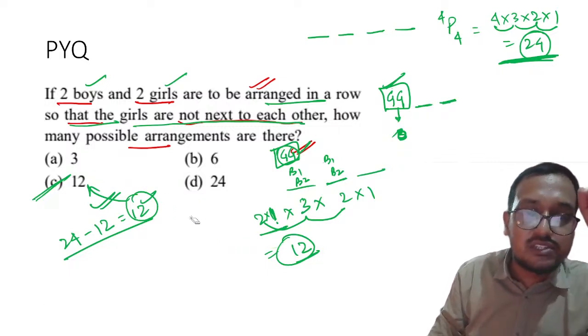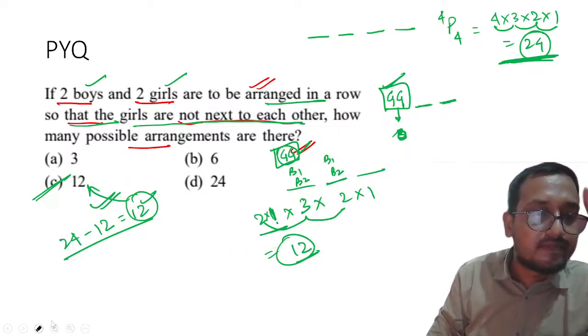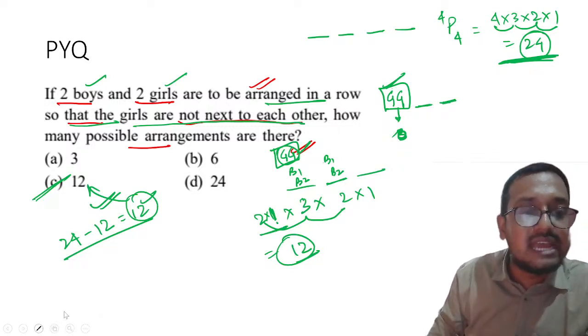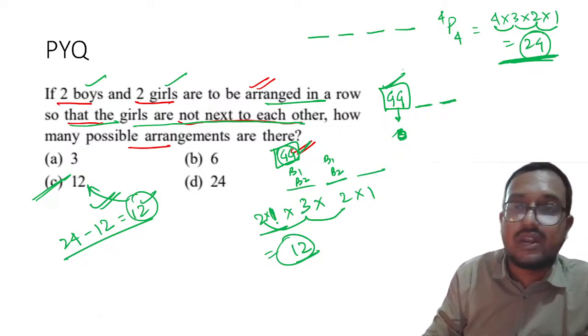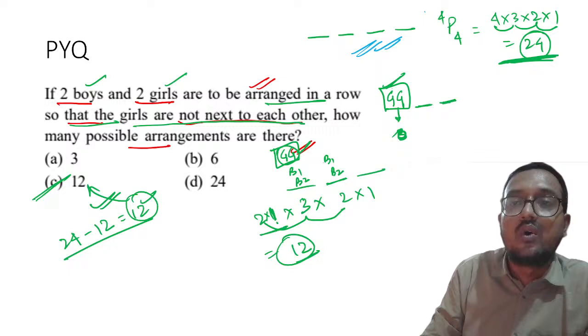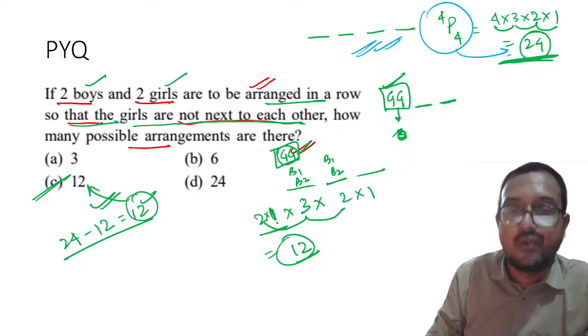Understood? Everyone understood it? Because the question clearly says that the girls should not sit together. So what I did, I found total probability. Okay, 4P4. So total is 24.